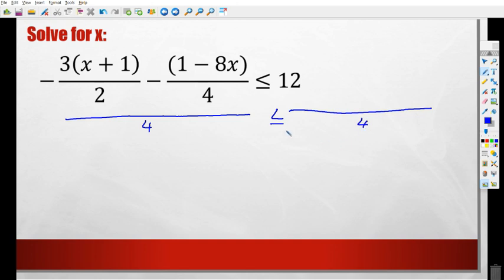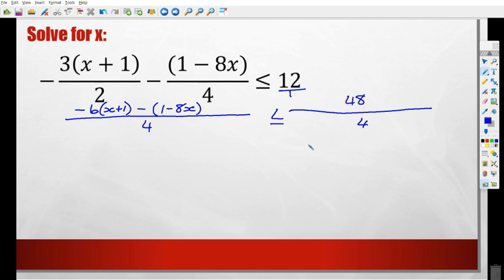Now, what do I do to 2 to get to 4? I times by 2, so I need to times the top by 2. That's going to be negative 3 times 2, which is negative 6, and that's x plus 1, in a bracket. Then minus, what do I do to 4 to get to 4? Nothing, so that bracket stays the same. And then 12 is over 1. What did I do to 1 to get to 4? I times by 4, and what's 12 times 4? It's 48. Fantastic.